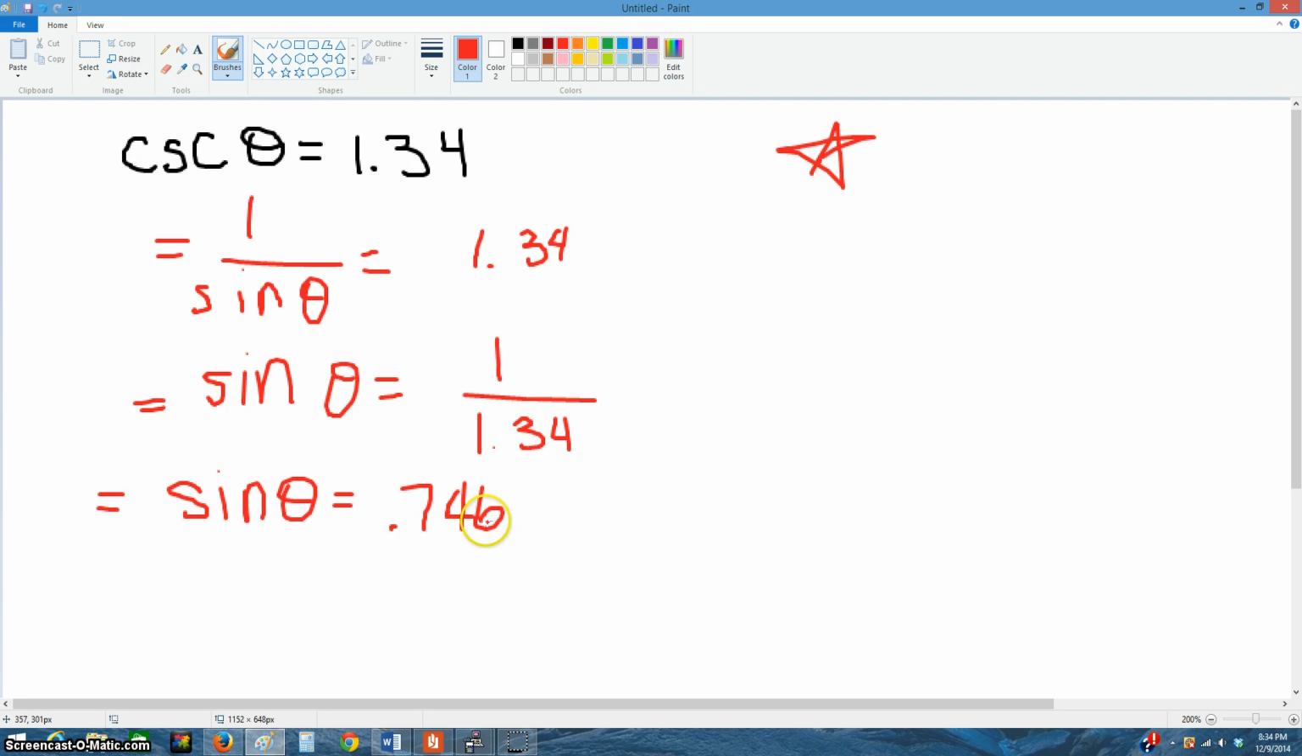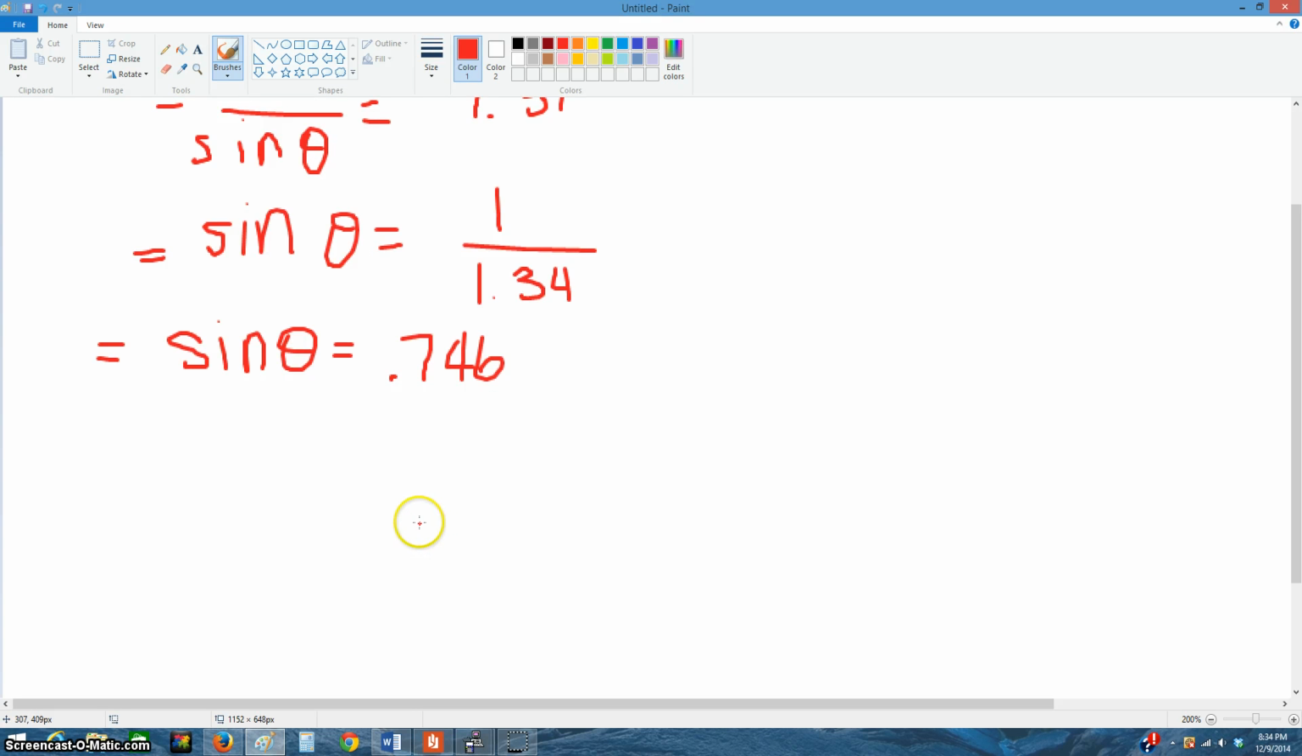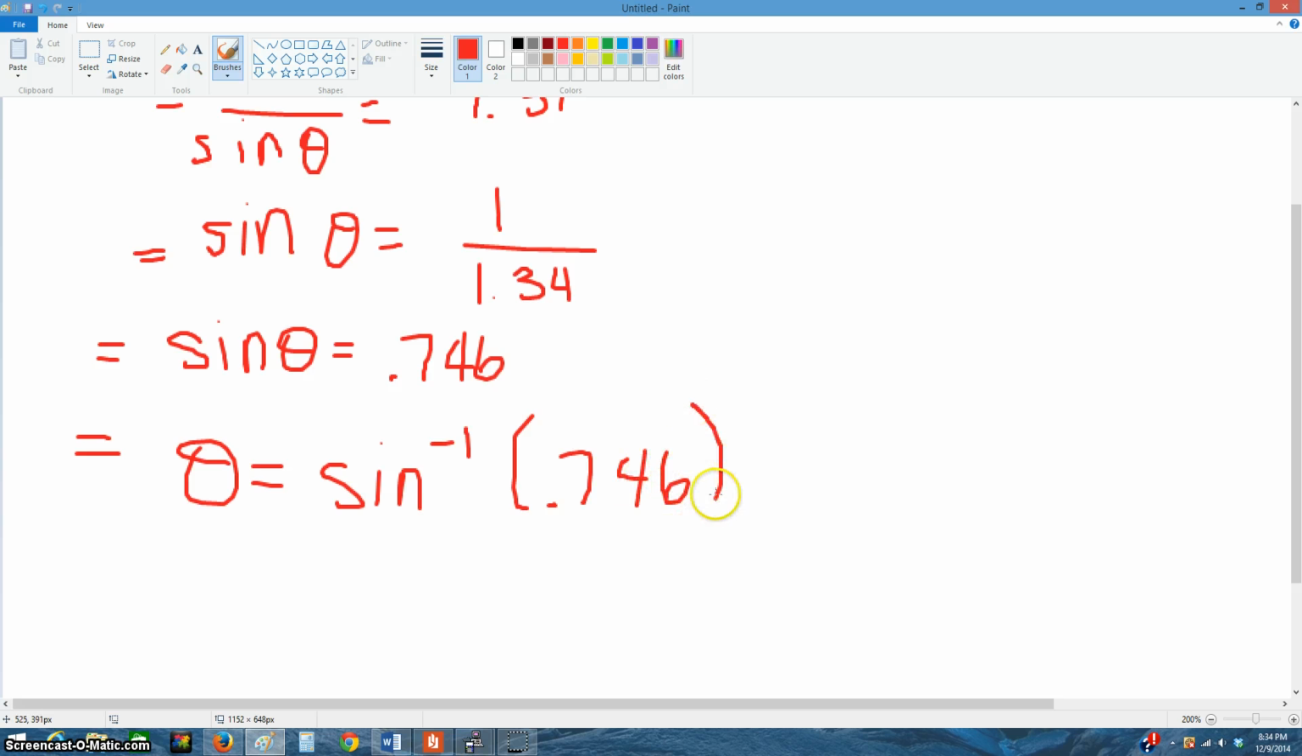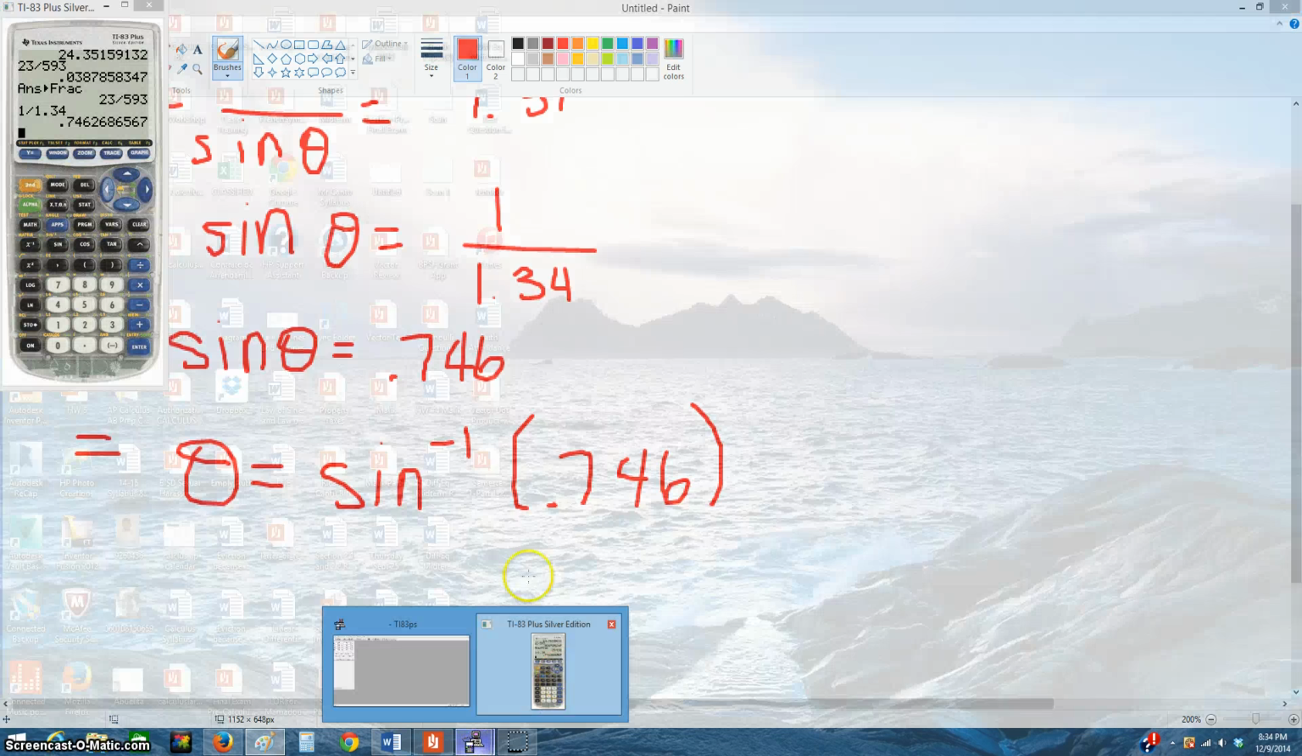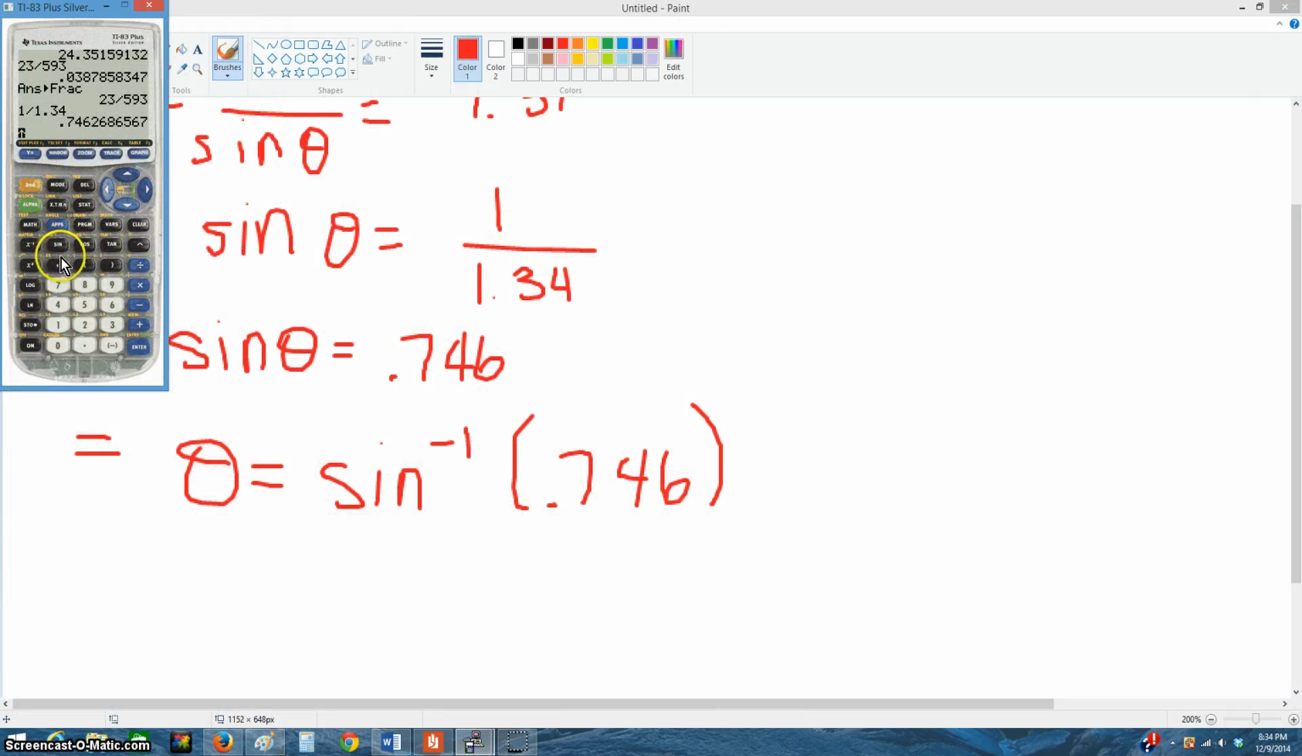Now ultimately what you're going to do is take each answer choice. Well, actually we can automatically get an answer choice. If we don't want sine of theta, we're looking for just theta, so we have to take the inverse. So theta is equal to sine inverse of 0.746. Okay, let's go ahead and check. Inverse sine of 0.746.